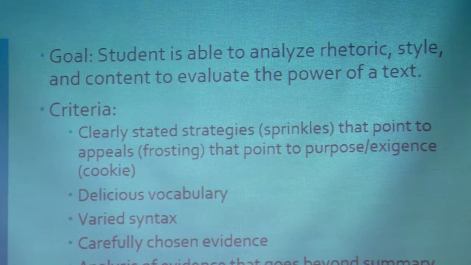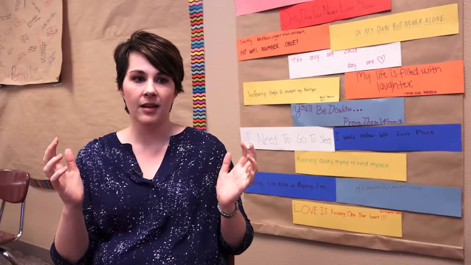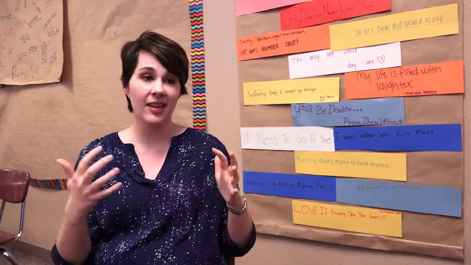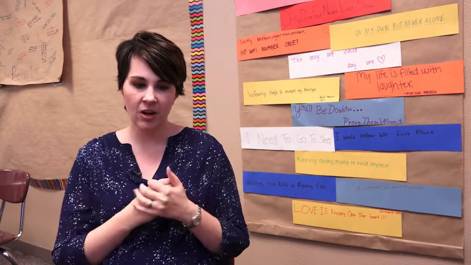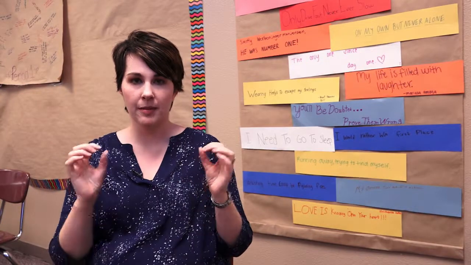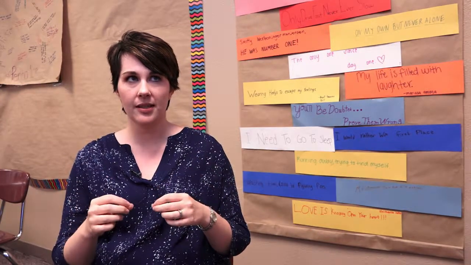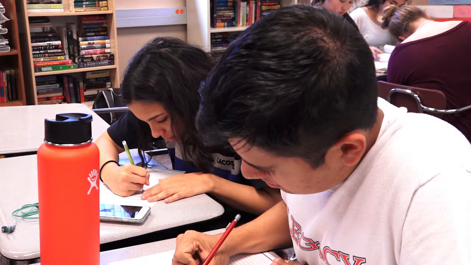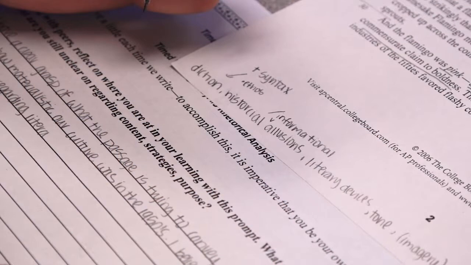I brought in cookies, and we talked about how the base of the cookie is the purpose. Then I gave them frosting and they had to frost the cookie, and we related that to the appeals. And then I gave them sprinkles, and they sprinkled on their cookies and decorated. And we talked about how those were the strategies, because the main thing with rhetorical analysis is you have to have all three components. And so we put that right away at the top of our success criteria.